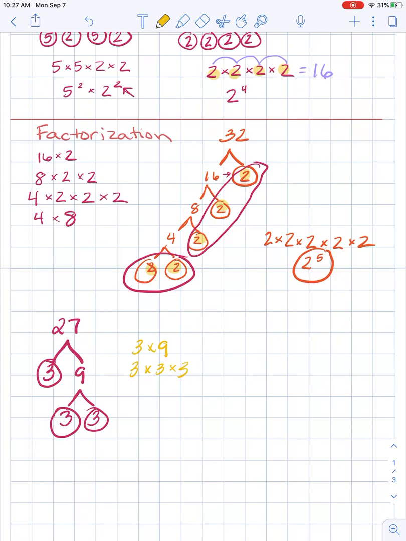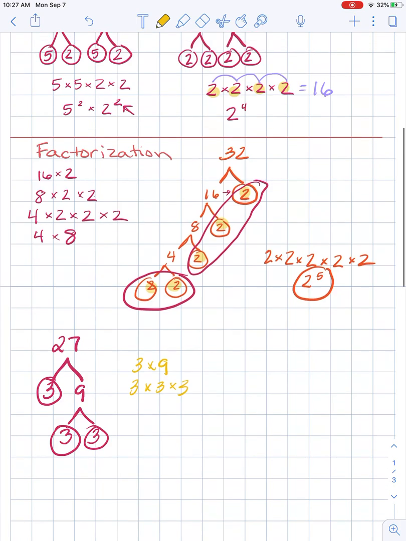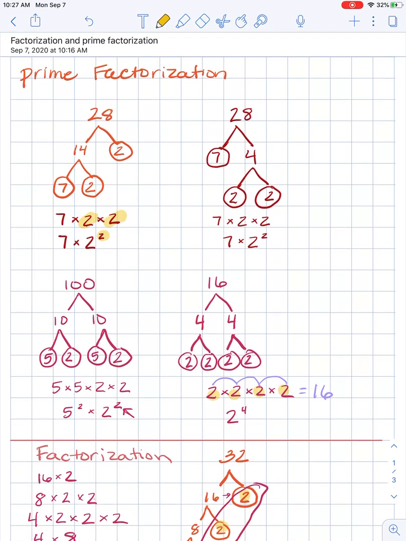Okay. I'm hoping this makes sense. We're going to talk about it as a group in just a moment. Way to go, guys.